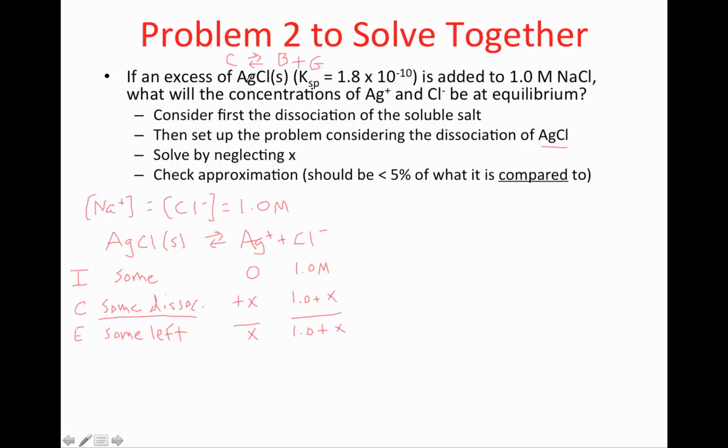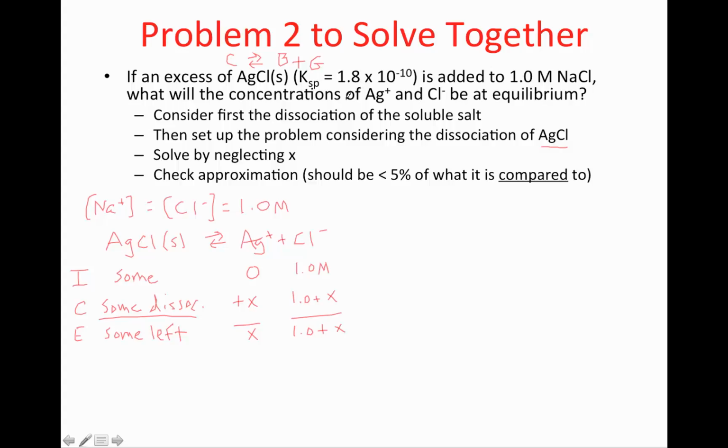And so what does that tell you about the dissociation of silver chloride? Is a lot going to dissociate, or will only a very small amount dissociate? As we saw in the previous lecture, when I have such a small KSP value, only a small amount of silver chloride will dissociate because this number is so small. And so that tells me that x will be a small number. Again, this is a tiny number.